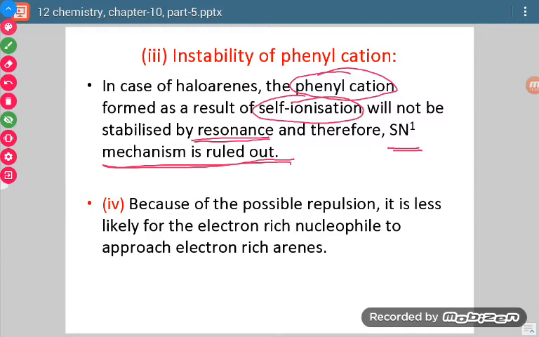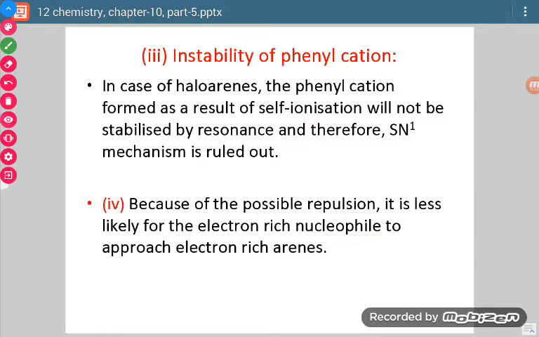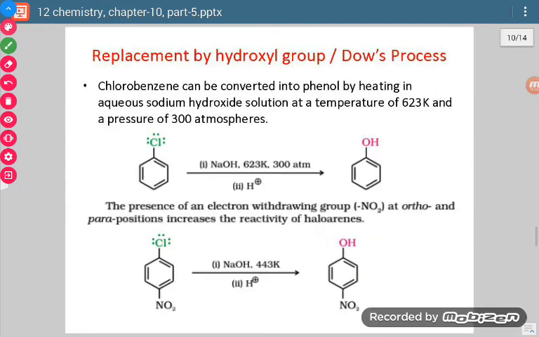Since nucleophiles are electron rich species, when they approach towards electron rich arenes, they will feel repulsive forces. Because of this repulsion, we can say that they will not show more reactivity. Now the question comes about the chemical reactions of haloarenes. First of all, let us replace the halo group by a hydroxyl group.